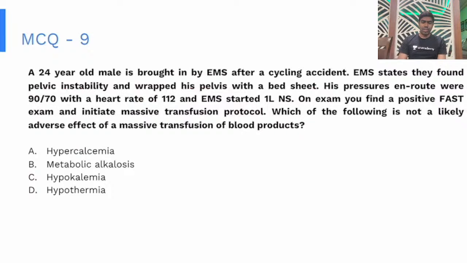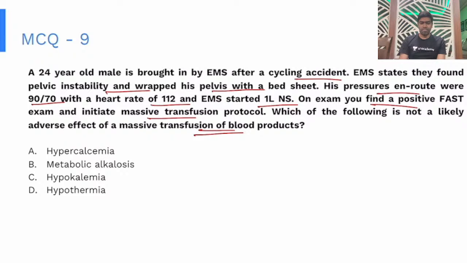Coming to the 9th MCQ, you have a 24-year-old male who is brought to the emergency medical services after a cycling accident. EMS states that they found pelvic instability and wrapped his pelvis in a bed sheet. His pressures en route were around 90/70 with a heart rate of 112 beats per minute, and EMS has started 1 liter of normal saline. On examination, you find a positive FAST exam and initiate a massive transfusion protocol. Which of the following is not likely an adverse effect of massive transfusion of blood products?